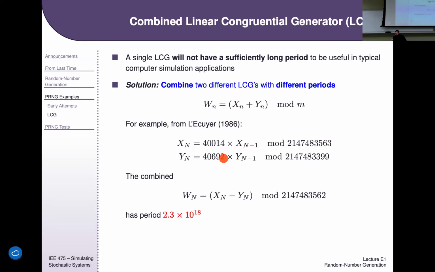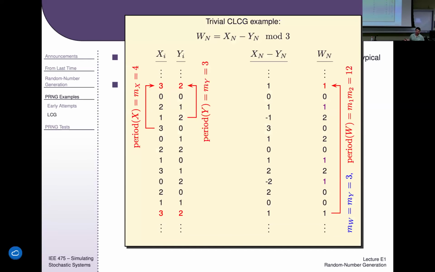Here's another linear congruential generator. These are just multiplicative. They don't even have an increment. You combine them into a combined linear congruential generator. This thing's got a gigantic period. And there are now ones that have even bigger periods.